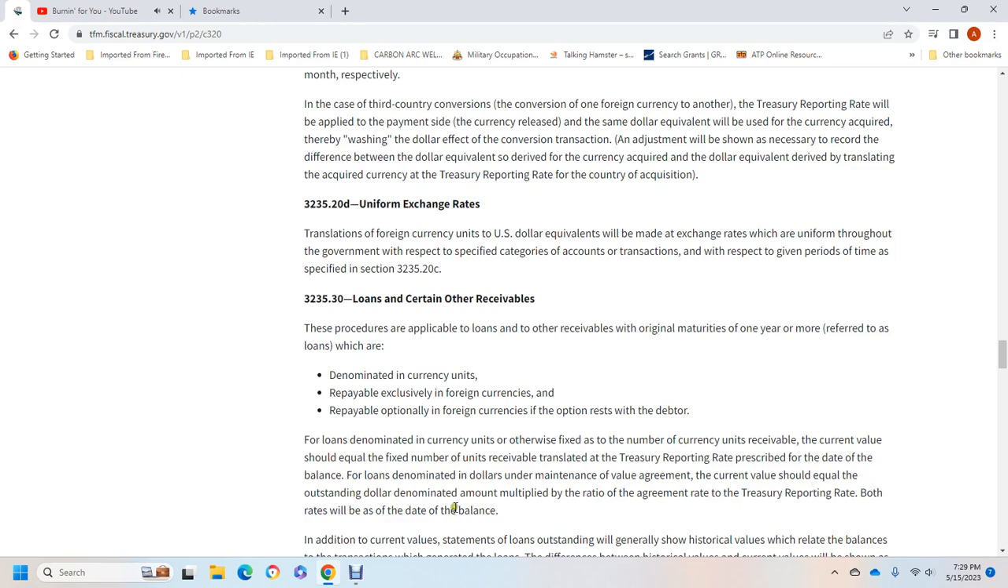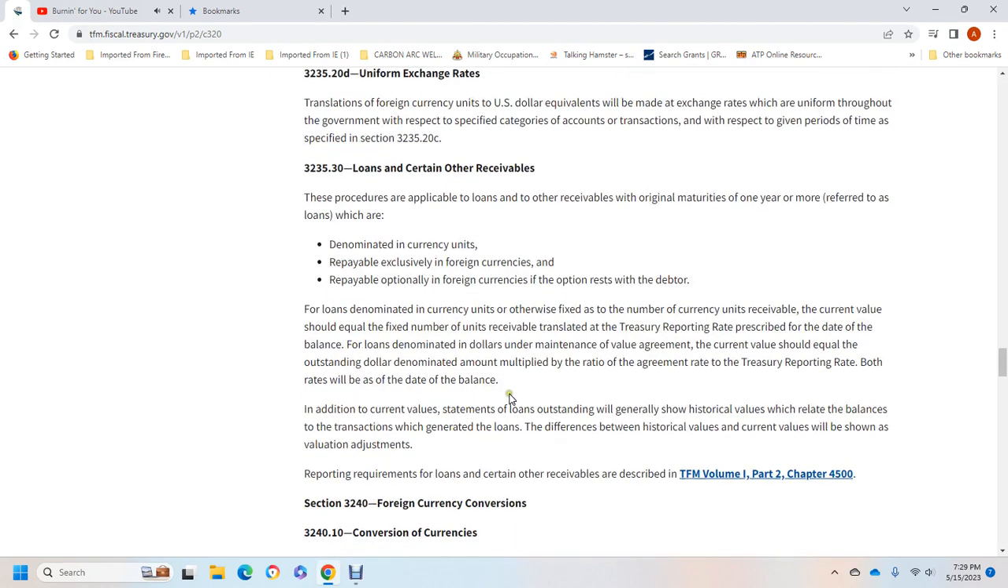Both rates will be as of the date of the balance, in addition to the current values. Statements of loans outstanding generally show the historical value related to the balance of the transaction, with the difference between the historical value and the current values shown as a valuation adjustment.